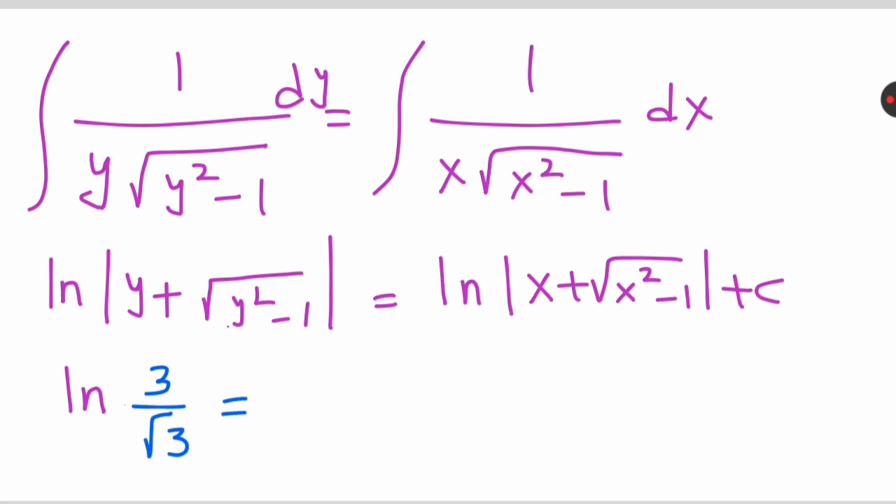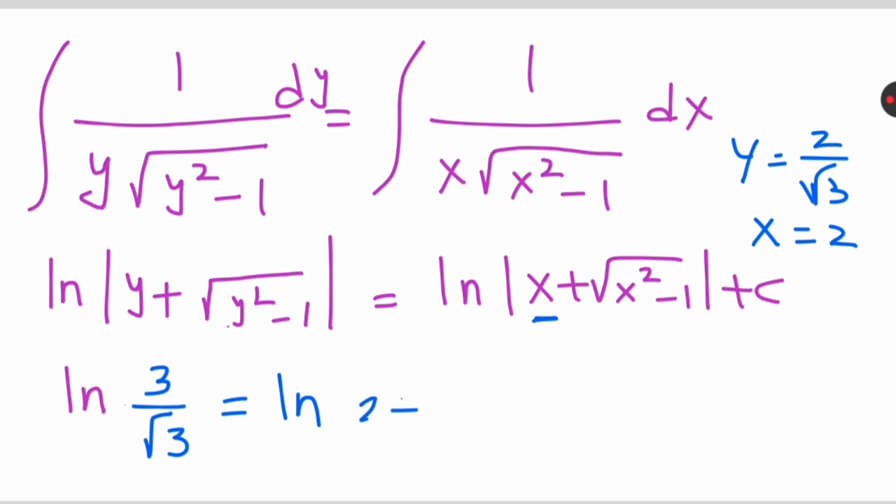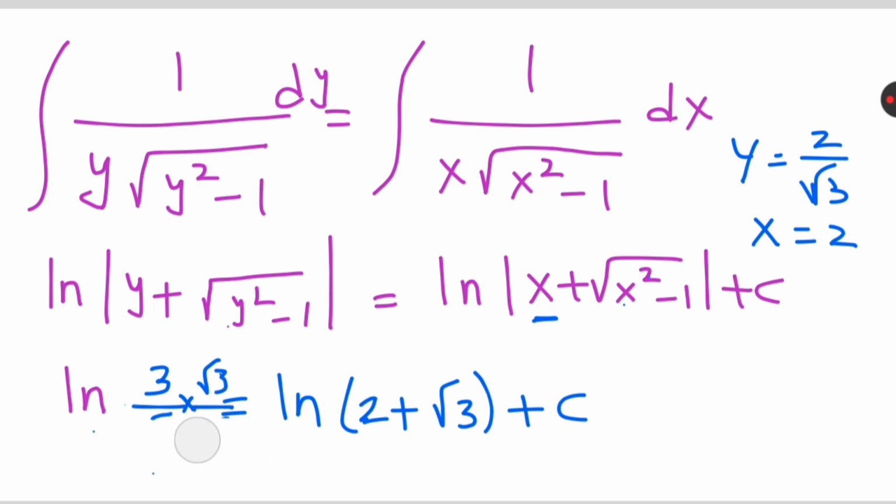That is equal to ln of, so let's substitute x as 2. So x is 2 plus square root of x square, that is 2 square, which is 4 minus 1, which gives 3. So root 3. So let's write root 3 plus c. In the left hand side we have ln of 3 over root 3. Here if you multiply root 3 over root 3, then the denominator root 3 times root 3 gives only 3. So let's write only 3 here. Then this 3 and this 3 get cancelled, so we are left with only root 3.